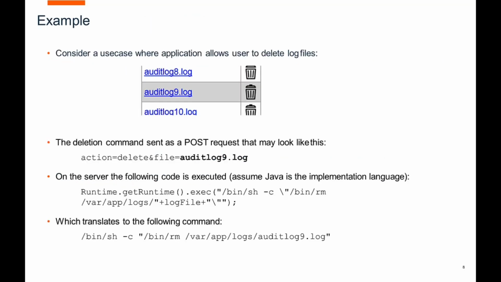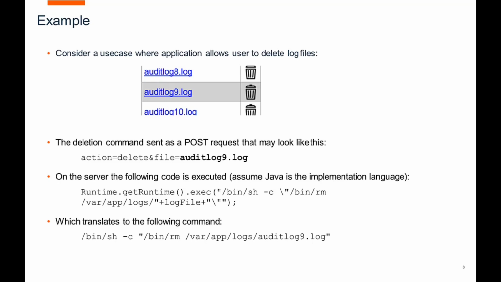Let's look at a concrete example. Let's say you have an application where, as one of the types of functionality that you support, you manage log files. And log files are stored as real files on the operating system. And let's say we have an interface here where we list log files and give users the ability to view them by clicking on the log file and to delete. There is a little delete icon next to each individual log file. So it sounds like a fairly common scenario. Let's assume that the delete command is sent as a POST request when you click on it. And of course, we need parameters to send to the server.